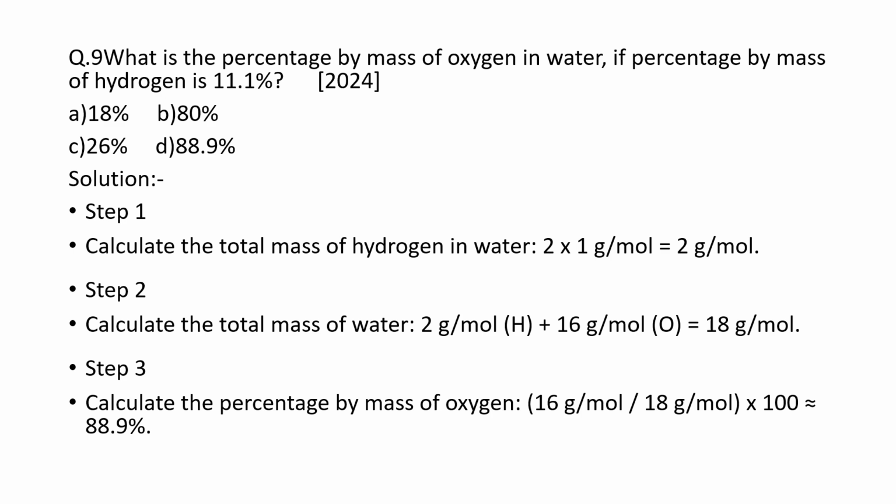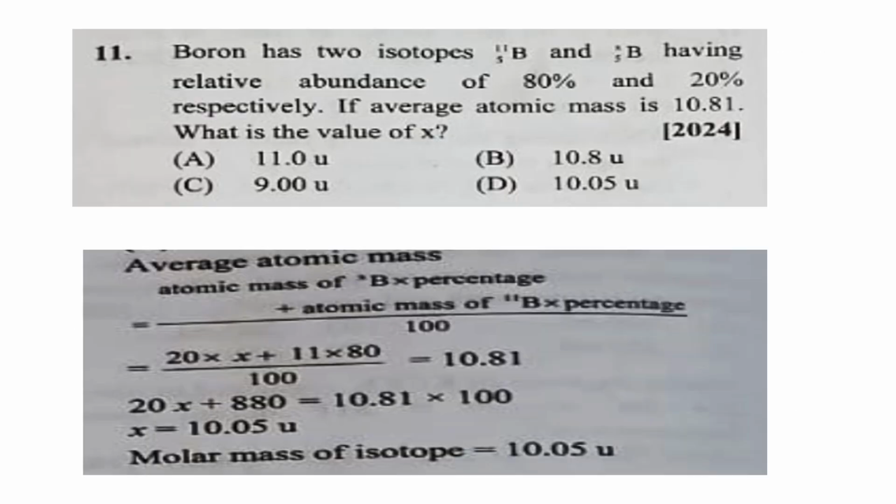If we multiply this 16 grams per mole divided by 18 grams per mole with 100, we will get the percentage by mass of the oxygen, that is 88.9%. And option number D is the correct option for this.